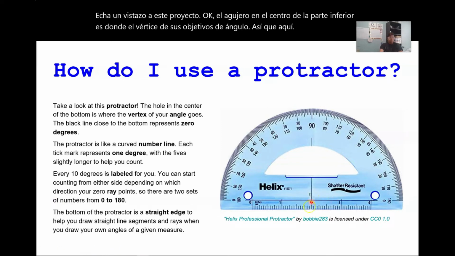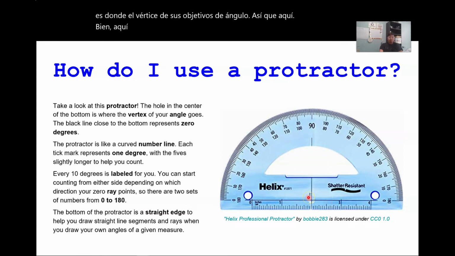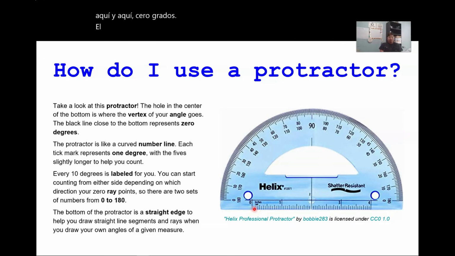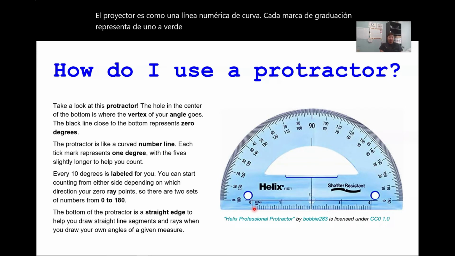Okay, so right here is where the hole goes, where the vertex of your angle goes. The black line close to the bottom represents the 0 degrees. So right here, 0 degrees. Here and right here, 0 degrees. The protractor is like a curved number line. Each tick mark represents 1 degree, with the 5 slightly longer to help you count. Every 10 degrees is labeled for you.